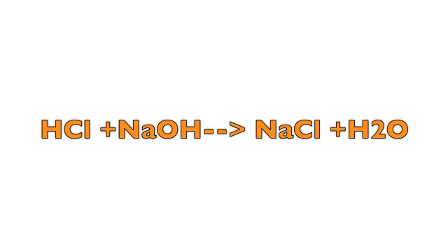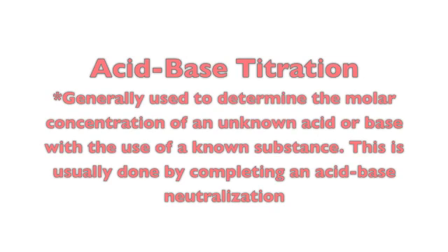For an example of a neutralization reaction, you have a strong acid, HCl, plus a strong base, NaOH, and since they're very strong, they completely dissociate in solution. So the H+ ion from the HCl and the OH- ion from NaOH come together to form water, and the resulting Na+ and Cl- form the salt NaCl.